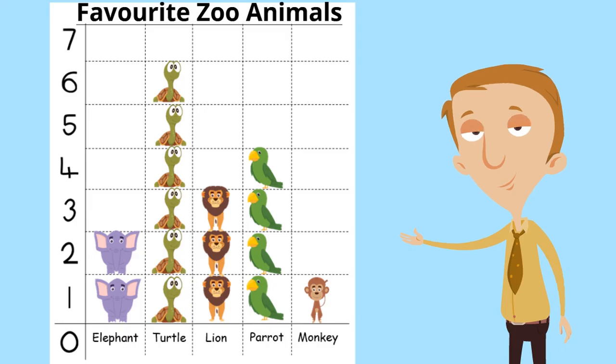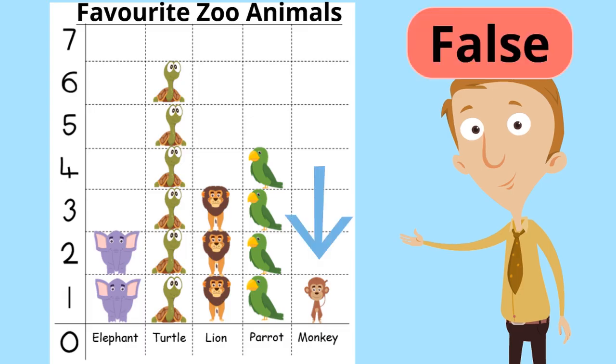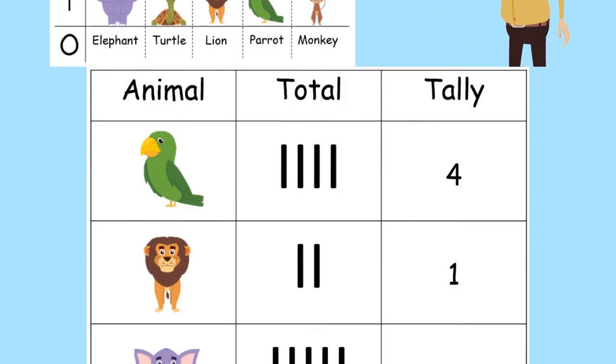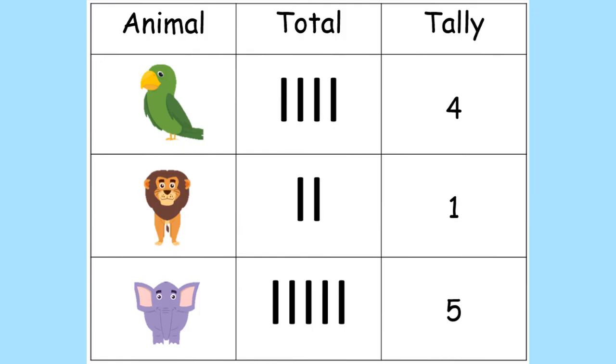Final question about this pictogram. The least popular answer was elephant. True or false? Pause the video and answer. Well, of course, it is false. The monkey, only 1 person said that they liked the monkey, so the monkey is the least popular, not the elephant. Now take a look at this tally chart.